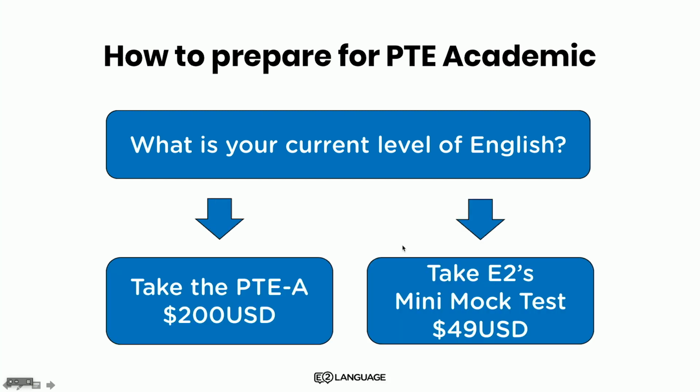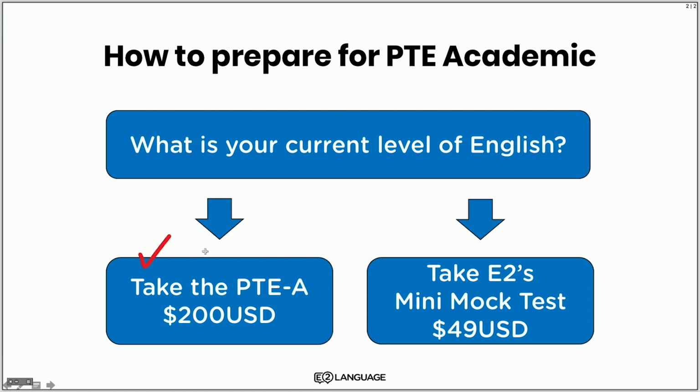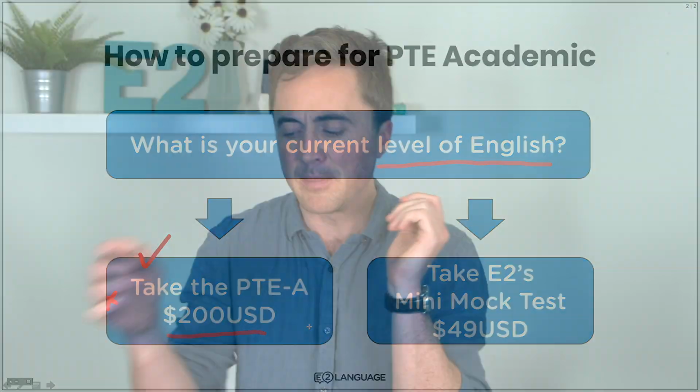So you've got two real options here, and a lot of people opt for this option here, which I think is not a very good idea, okay? So you're trying to determine your current level of English. You think, okay, great. I'm just going to go and take the PTE Academic and spend $200 US. Many people do not pass on their first attempt because they are unprepared. And really, this is a waste of your money, unless you are absolutely certain, which I'll get to next, that you are ready to take the test, okay?